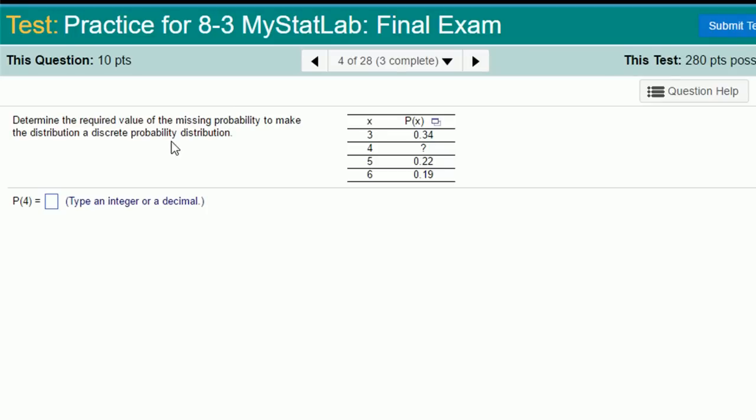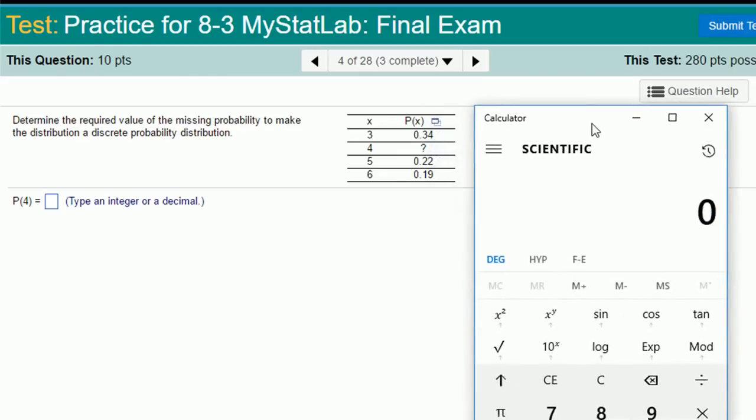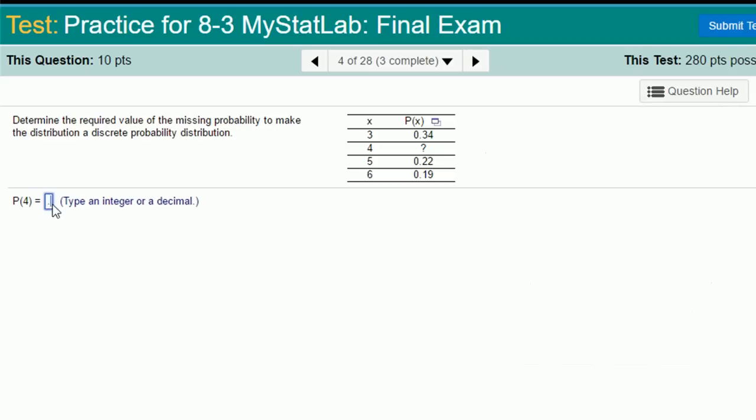We want to get the probability of 4. This is a pretty simple one. We need to calculate a difference. What I'm going to do is just open up a calculator. You know, all of the numbers in a probability distribution have to add up to 1. So I'm going to add these up. 0.34 plus 0.22 plus 0.19 equals 0.75. Well, if you can't do it in your head, I'm going to subtract it from 1 to get the remaining amount, 0.25. That's the probability that must be missing, 0.25.